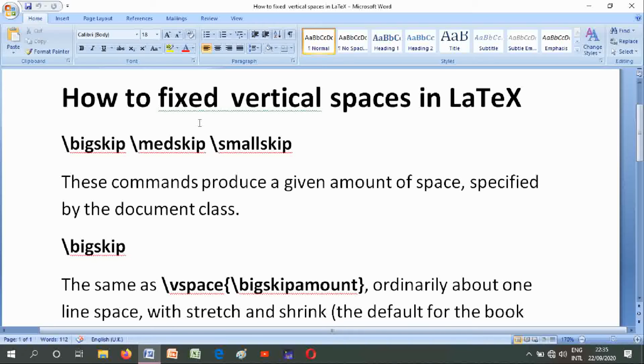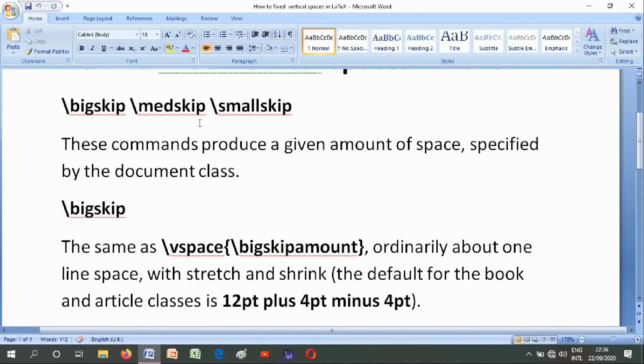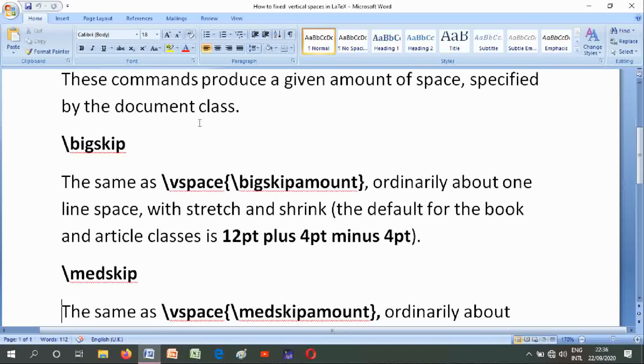Number one is the \bigskip command, the same as \vspace{\bigskip amount}, ordinarily about one line space with stretch and shrink. The default for the book and article classes is 12 point plus 4 point minus 4 point.